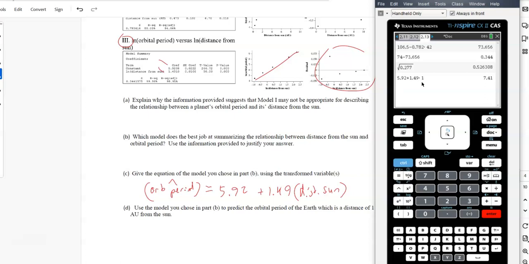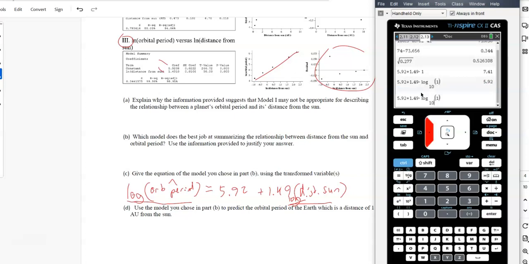Oh, I forgot something. Hope you're watching this. This should be a log of this. Both of these were logs, right? So log of that and log of this. Oh, so I got to do this. Okay, so we're going to retype this in, times the log of 1. Oh, that makes a difference, right? Because we took the, is it natural log? Natural log. Okay. Sorry about that.